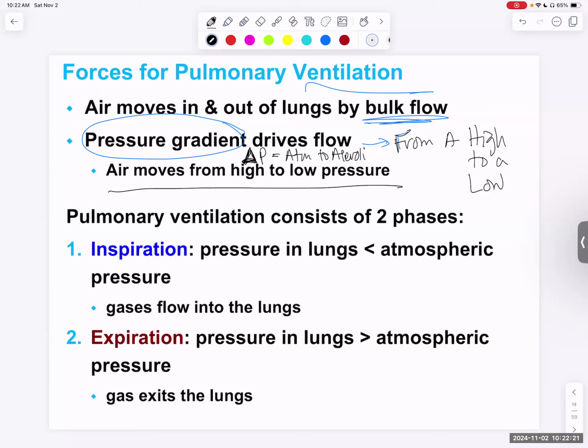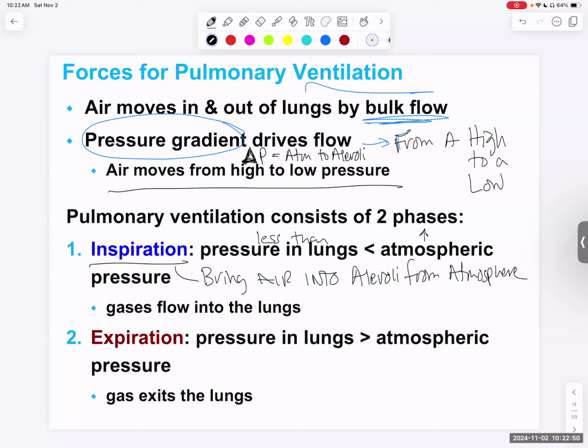So there's two phases of ventilation. The first is inspiration. That's bringing air into the alveoli from the atmosphere. And in order to bring air from the atmosphere into the alveoli, the pressure in the lungs has to be less than the pressure in the atmosphere, right? So it's going from a high to a low. Air is coming into the lungs.